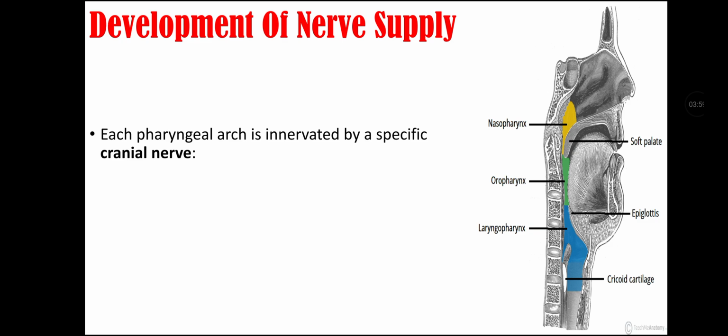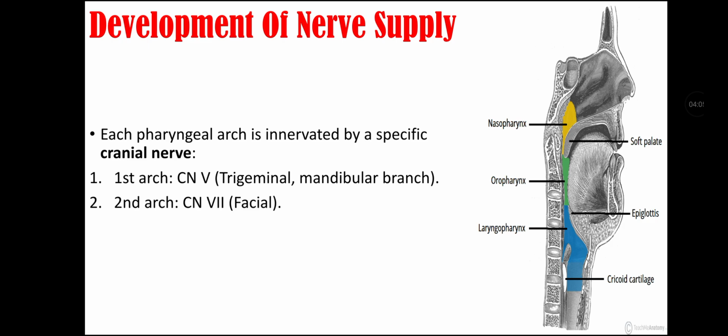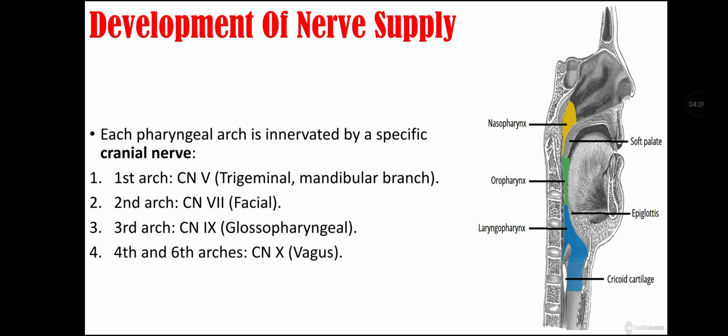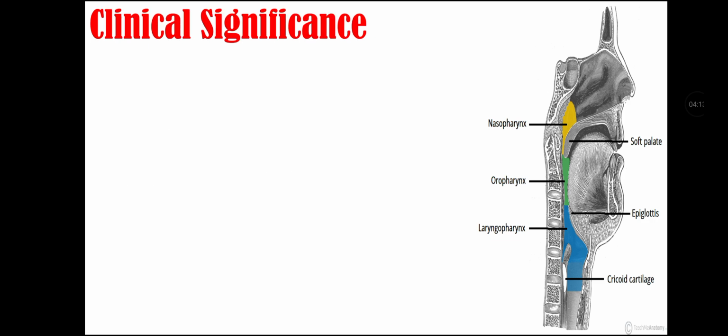Development of nerve supply. Each pharyngeal arch is innervated by a specific cranial nerve. First arch is innervated by trigeminal nerve, second arch is innervated by facial nerve, third arch is innervated by glossopharyngeal nerve, and fourth arch is innervated by vagus nerve. Fourth and sixth arch both are innervated by vagus nerve.